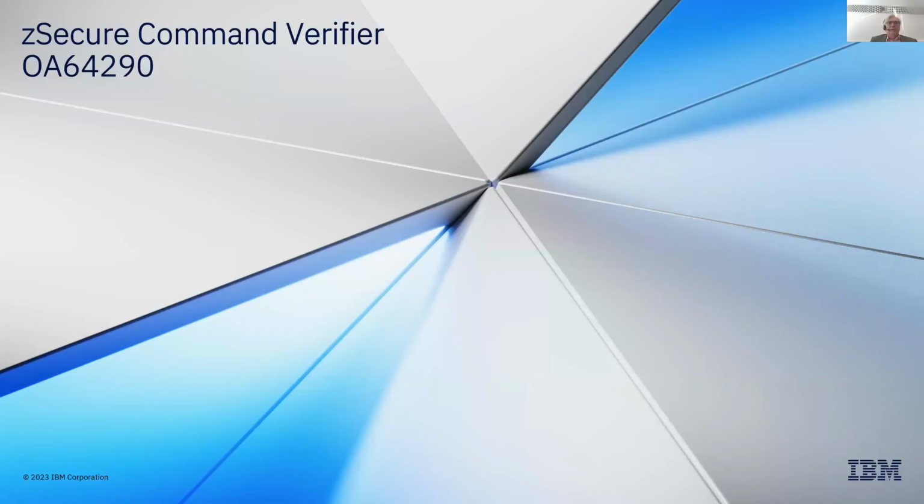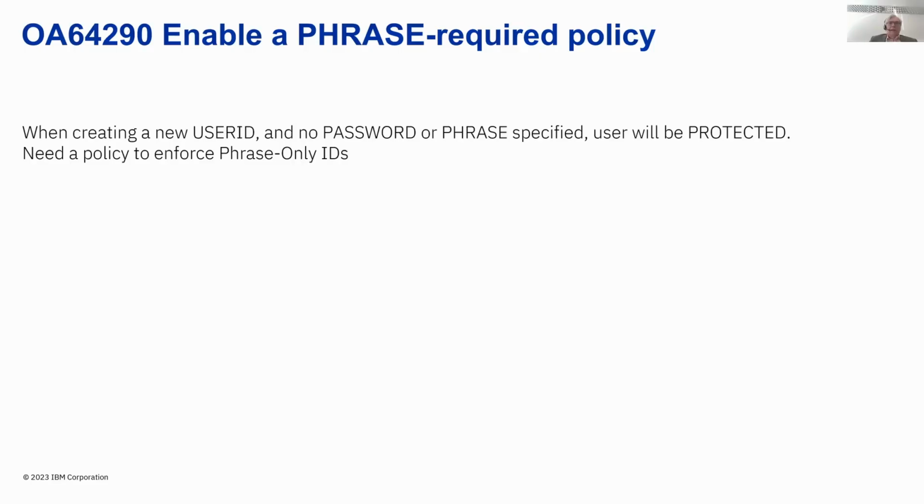There's also a new functionality in the SSE for command verifier. Of course, that has a different APAR number. Namely, the policy that a phrase is required. People are increasingly implementing the change from passwords to phrases because 8-character passwords are no longer safe enough according to a number of standards. So then you have to enforce that you use the phrase.